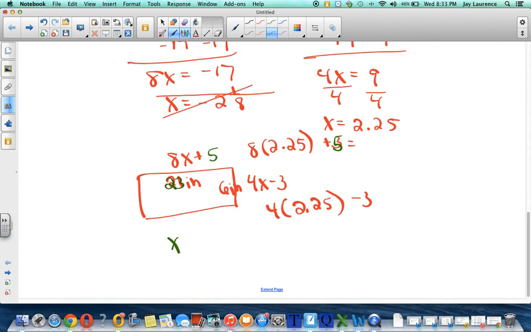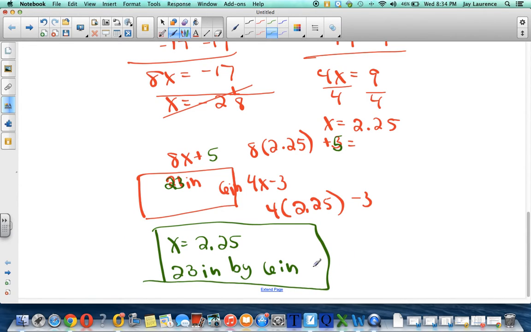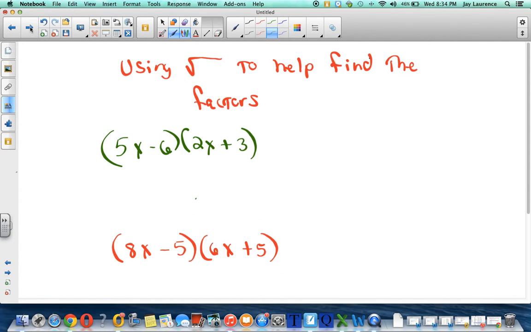So x equals 2 1/4. Okay, and then I could say it's 23 inches by 6 inches. There you go, that is your solution. This part answers the question. This part is the work, or the answer to the work that allows us to get the actual solution. All right. Now, I just want to talk really quick about using square roots to help us find factors.